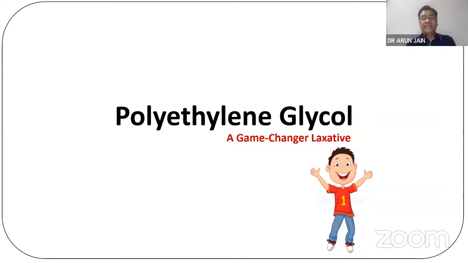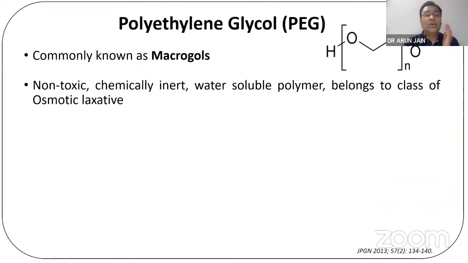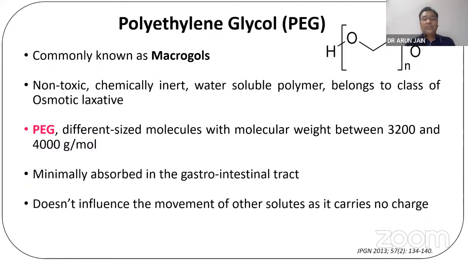Now, this is the main drug which we are going to discuss. This is polyethylene glycol, and the short form is PEG. It is a game changer laxative. It is commonly known as macrogol, a non-toxic, chemically inert, water-soluble polymer belonging to the class of osmotic laxatives. They come in different molecular weights, 3350 and 4000. They are minimally absorbed in the GIT, don't influence the movement of other solutes, and carry no charge.